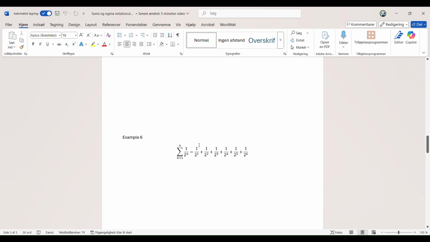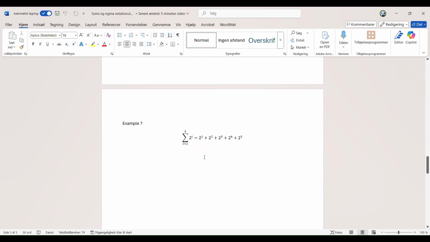So it's first 1 divided by 2 to the power of 1. Then it's 1 divided by 2 squared, 1 divided by 2 cubed, 1 divided by 2 to the power of 4, 1 divided by 2 to the power of 5, plus 1 divided by 2 to the power of 6. And instead of writing all this, we could have just written it as this.